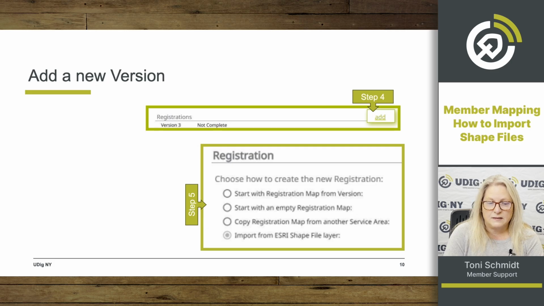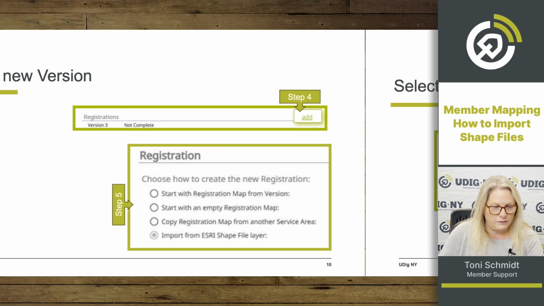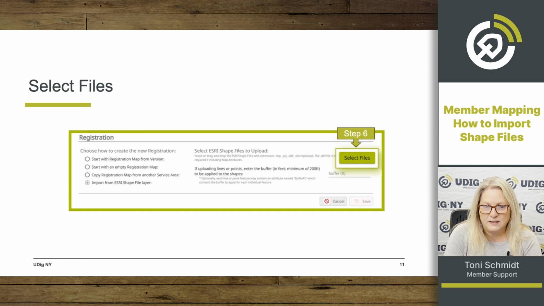Step 5, select the option Import from ESRI Shapefile layer. This will open more information on the right side of the window. Next, you will need to select your shapefiles. Step 6, click on the green Select Files button.